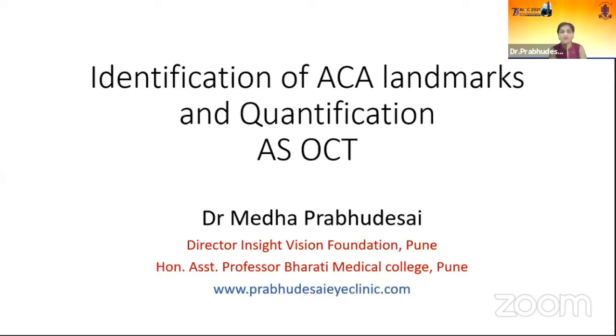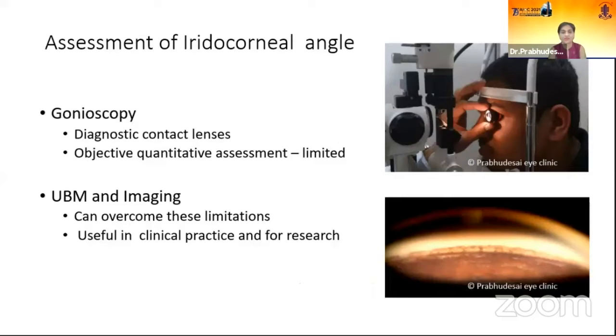So I'm going to talk on identification of anterior chamber angle landmarks and quantification on ASOCT. We all know and we already heard that assessment of the iridocorneal angle can be done by gonioscopy, which is a very good technique and it's a gold standard, but it has limitations. It can be done with the help of UBM and also AS imaging. This can overcome these limitations to a certain extent and is useful in clinical practice and for research.